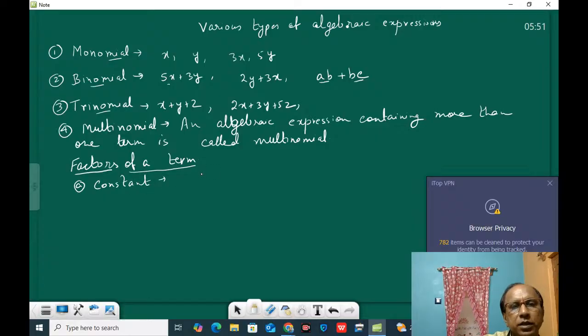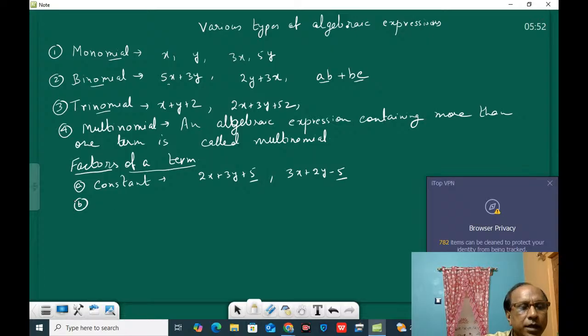Suppose there is an expression 2x plus 3y plus 5. Here the constant term is 5. This is what we call a constant. Therefore, the constant term is 5. Or you can write it in this way: 3x plus 2y minus 5. Here the constant term is minus 5.